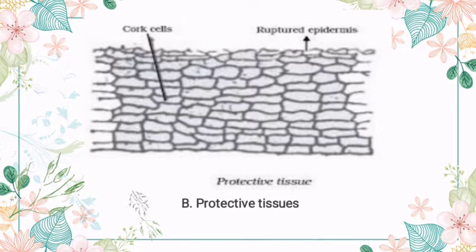Next, protective tissues. They cover the surface of leaves and the living cells of roots and stems. Each cell is flattened with its top and bottom surfaces parallel. Ang upper and lower part ng epidermis ng isang leaf ay example ng protective tissue.